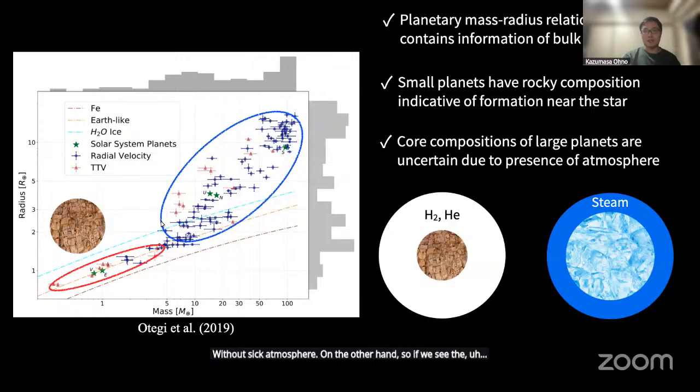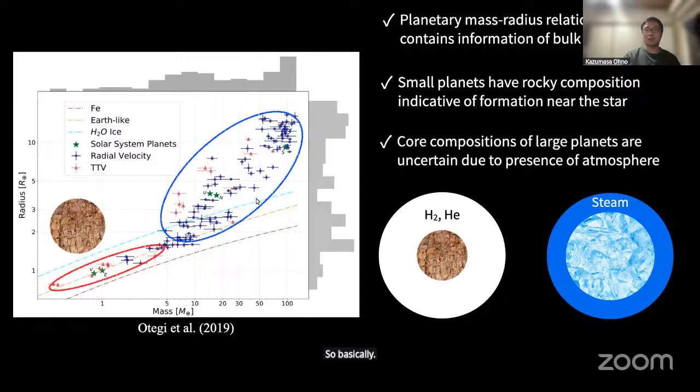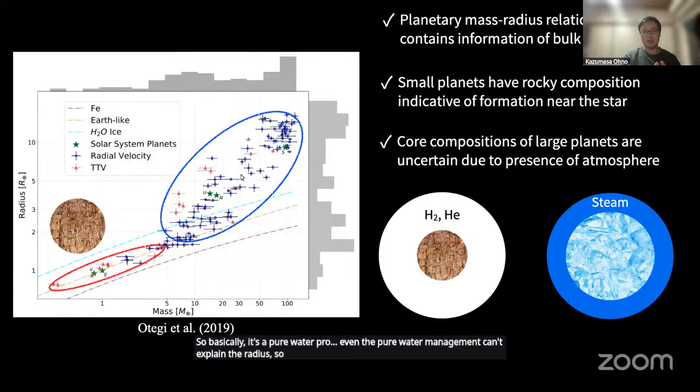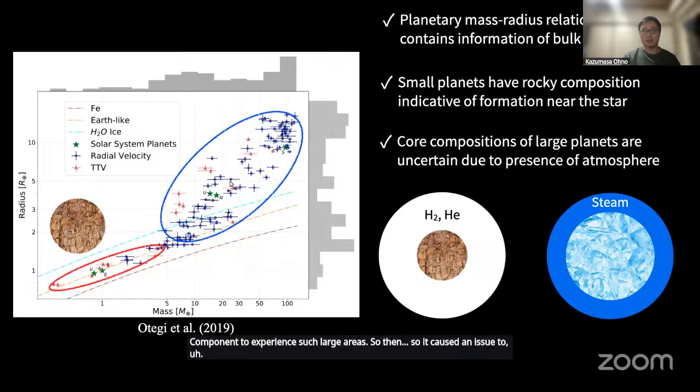the larger planets called sub-Neptunes, even the pure water mass-radius relation cannot explain the radius, so we must need some volatile component to explain such a large radius. So it causes an issue to diagnose the core compositions.